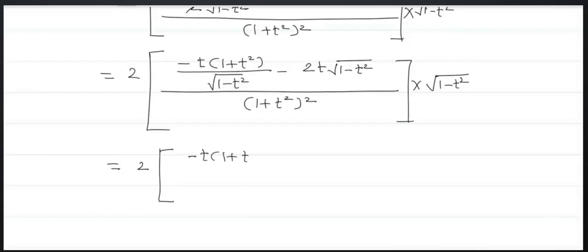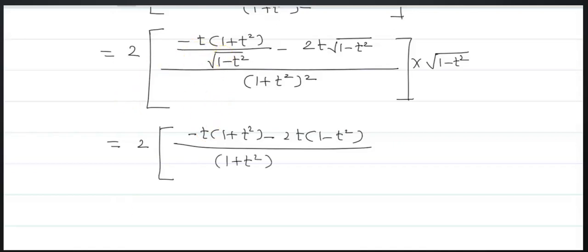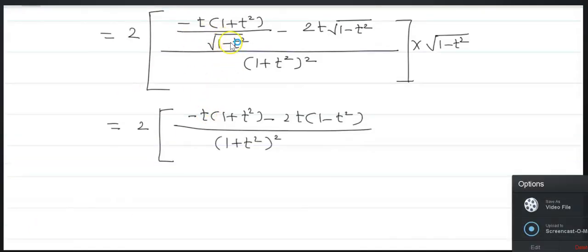That is minus t in bracket (1 plus t²) minus 2t root of (1 minus t²). If you simplify this, root root get cancelled. That is root of (1 minus t²) into root of (1 minus t²). Then this root root get cancelled, you will get (1 minus t²). That is minus 2t in bracket (1 minus t²) upon (1 plus t²) whole square into root of (1 minus t²). Then whole bracket complete into root of (1 minus t²), and then again root of (1 minus t²) will get cancelled. See this here.